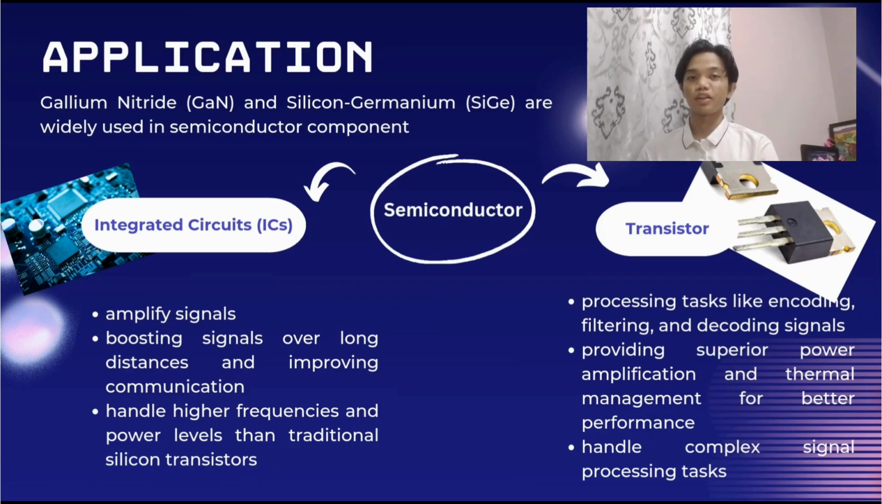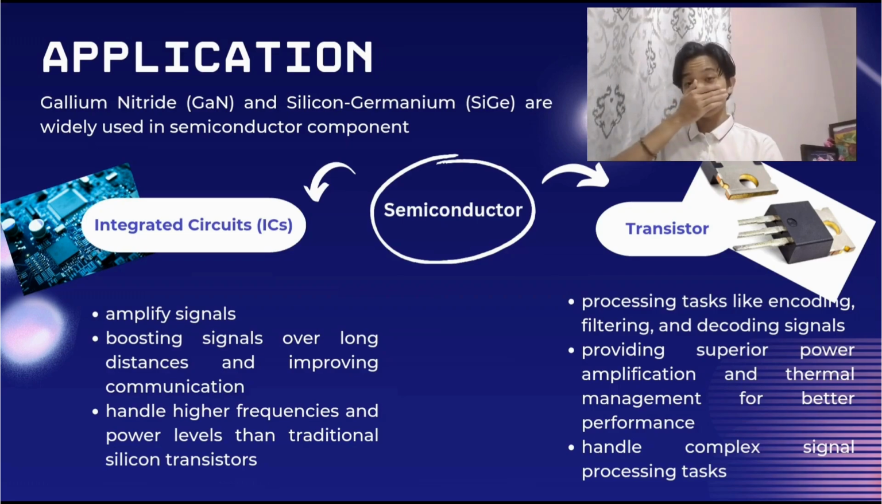First semiconductor that I will explain about is the transistor. Transistor function is to process tasks like encoding, filtering, and decoding signal. With gallium nitride and silicon germanide, the process takes a shortened time compared to traditional material. Also, transistor is providing superior power amplification and thermal management for better performance. Transistor also handles the complex signal process task. Material characteristic itself can help the signal processing in the component.